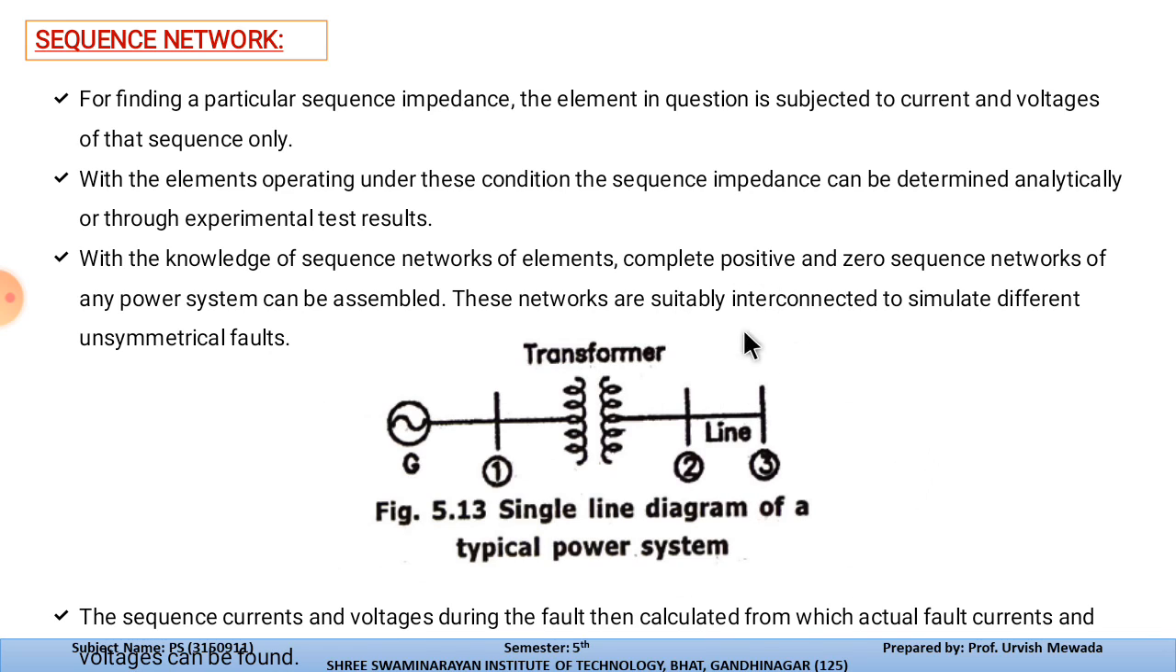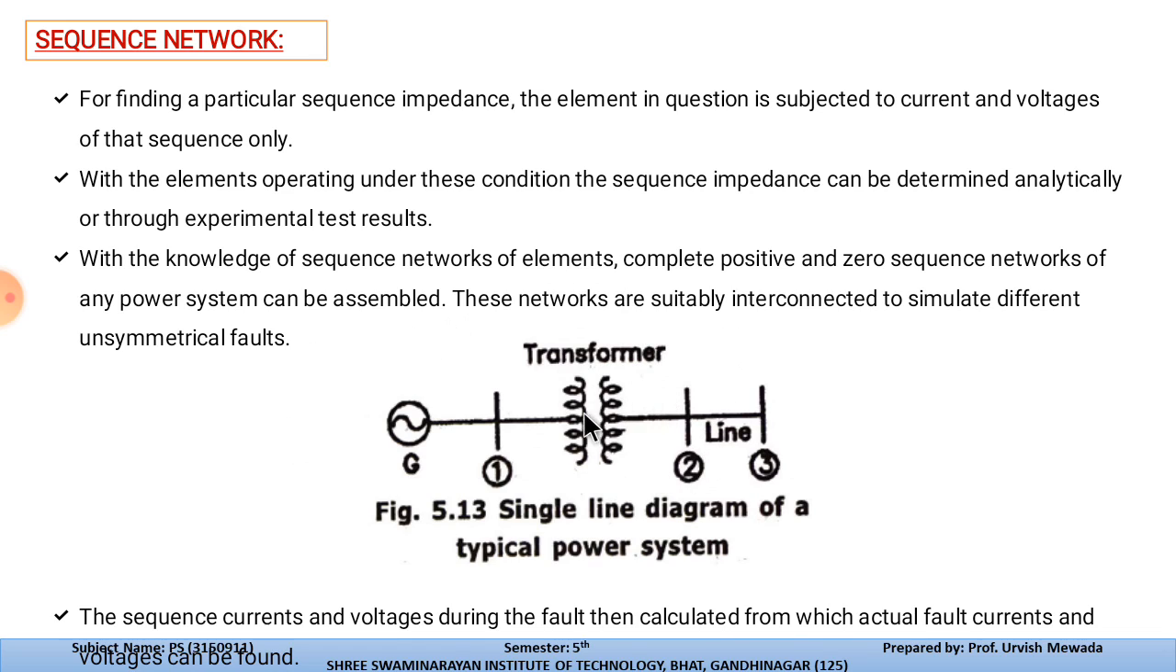For finding the particular sequence impedance, the element in question is subjected to the current and voltage of the sequence only. This is the sequence that will be followed in this line diagram. Whatever the generator generates will transfer to the transmission line, then go into the bus bar, then from the bus bar to the transformer, then the transformer to bus bar number 2, and bus bar number 2 to bus bar number 3. This is the sequence followed by this typical power system.